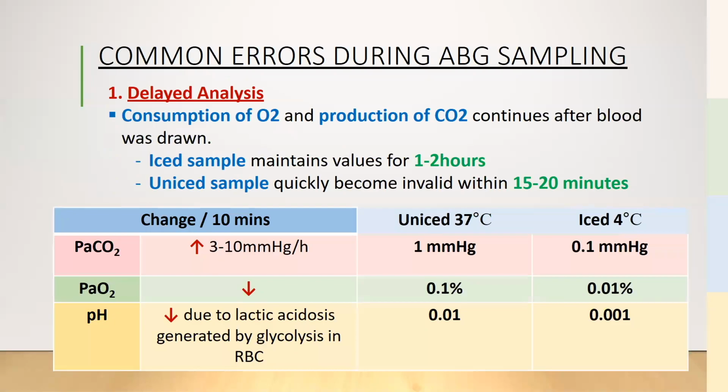So let's talk a bit about some of the common errors during ABG sampling. Any delay in analysis can alter the values of the ABG. It causes consumption of oxygen and production of CO2 after the blood was withdrawn. If the sample is on ice, the values can be maintained for 1 to 2 hours. In uniced samples, it will quickly become invalid within 10 to 20 minutes.